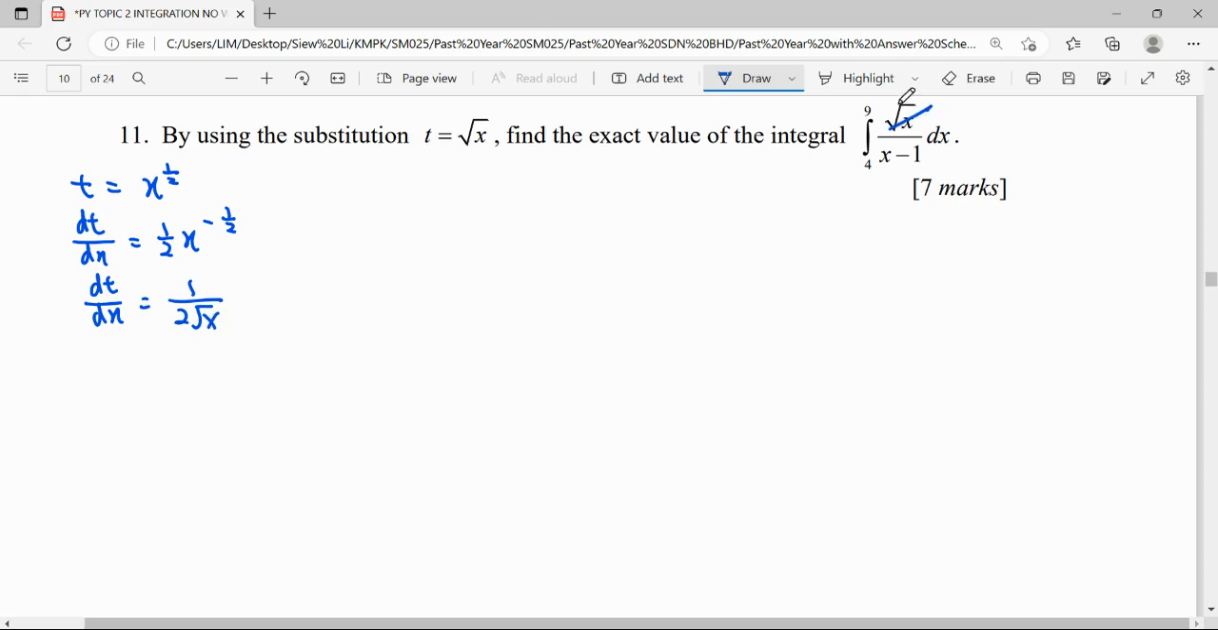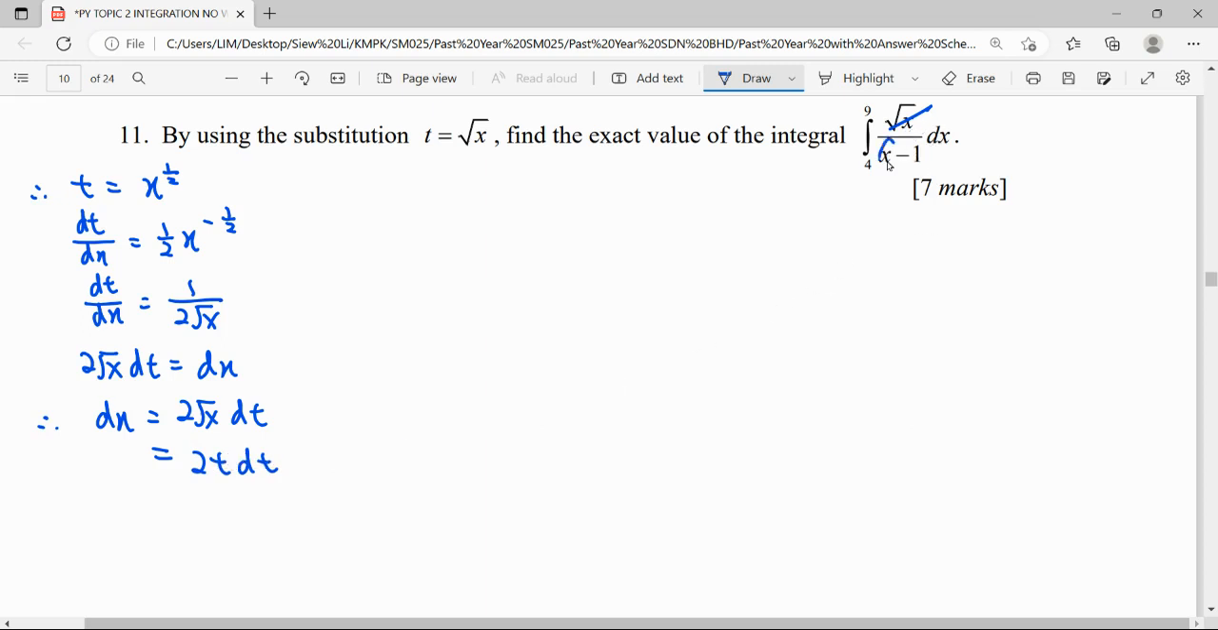You can notice that this square root x can already be substituted in terms of t. So you need to find out what your dx is, what your x minus 1 is. For dx here, we can cross multiply, and then we find that dx is equal to 2 square root x dt. But we don't want it in terms of x, so this square root x should be substituted in terms of t, becoming 2t dt. So firstly, t equals square root x. Secondly, dx is already in terms of t, which is 2t dt.